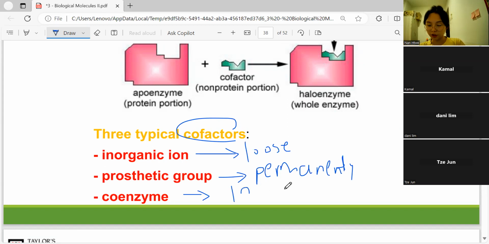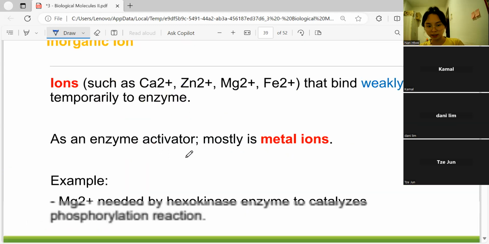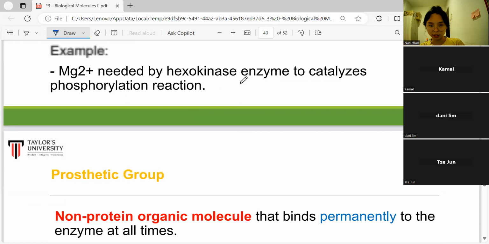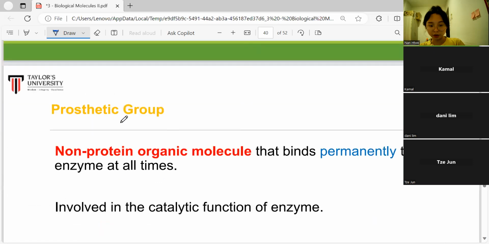So in other words, cofactors can either be attached to the enzyme permanently or loosely. Inorganic ion and coenzyme are loosely attached to the enzyme, and the prosthetic group is permanently attached to the enzyme. That is all you need to know. It's also good to know the examples. Inorganic ion is very simple. It's the ion, right? These ions. And the prosthetic group is a non-protein molecule, such as heme.